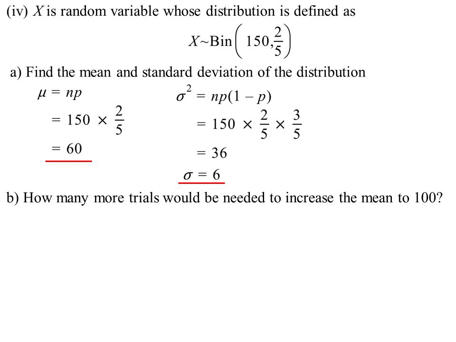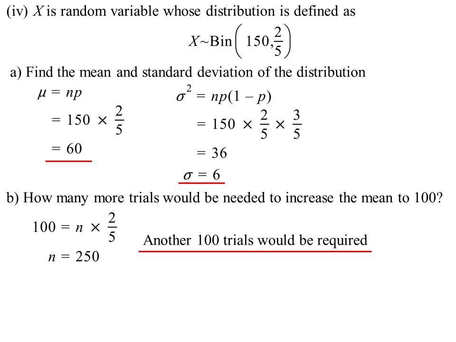How many more trials would we need if we wanted that average, that mean, to rise to 100? So what we're now saying is, actually, we would like the answer to be 100. It's n we're trying to work out. n's 250. Make sure you answer the question though. The question is not saying how many trials do you need all up, it's saying how many more trials do we need. We've already done 150 trials, so another 100 would be needed.